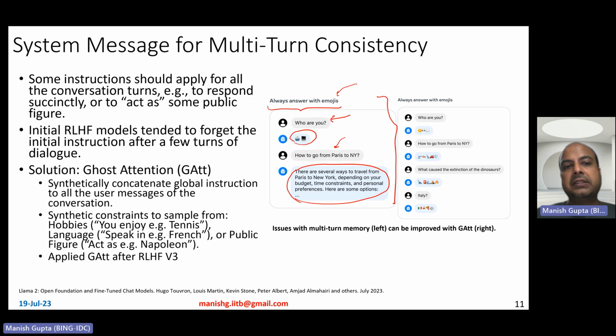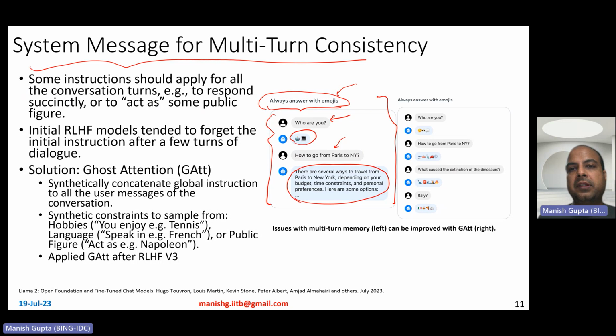And this happens because the initial RLHF models tended to forget the original instruction, this global instruction that should apply to the entire dialogue, after a few turns of the dialogue. Therefore, what they did was ensure that they can convey this system message consistently in multi-turn dialogues, right till the end of the dialogue. As you see here, this is a perfect conversation. Who are you? Emojis. How to go from Paris to NY? Emojis. What caused the extinction of dinosaurs? Emojis. Italy? Emojis. Everything is in emojis.